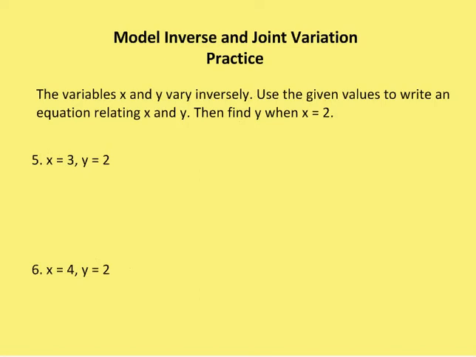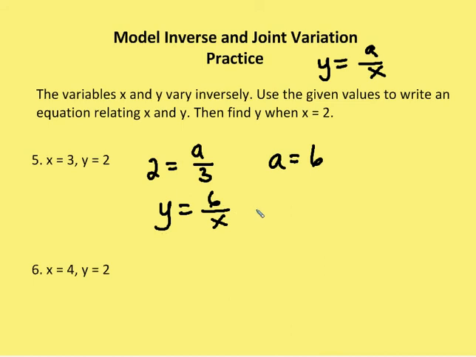All right, moving on to the next set of questions. The variables x and y vary inversely. Use the given values to write an equation relating x and y. So again, inverse variation, y is equal to a over x. We have to figure out what the a value is first and then write the equation. So now I have 2 is equal to a over 3. I'm going to multiply both sides by 3, and I get a is equal to 6. So I can rewrite my inverse variation equation as y is equal to 6 over x.